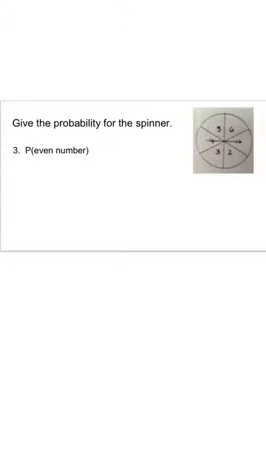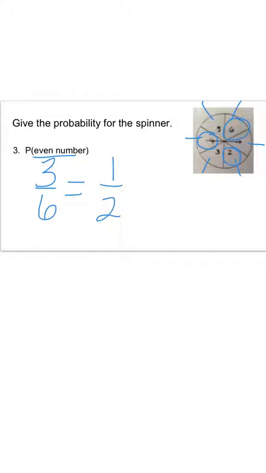Number 3, give the probability for the spinner. The probability of an even number. First, look at your possible choices to make your fraction. You have a 1, a 2, a 3, a 4, a 5, and a 6. There are 6 possible choices, so that goes on the bottom. Now, even numbers are 2, 4, and 6, so 3 would go on the top. Because 3/6 can be reduced, there would actually be a 1/2 chance of spinning an even number.